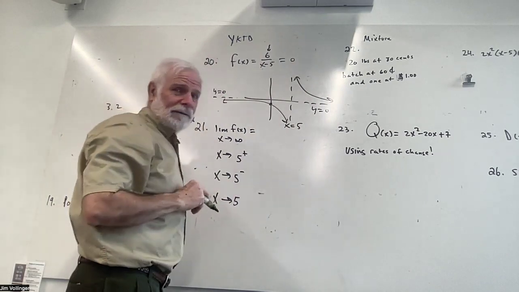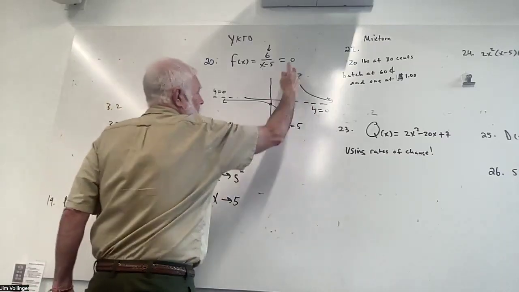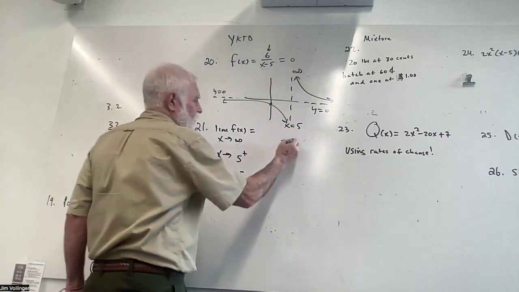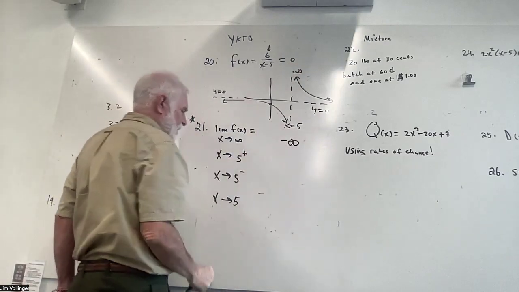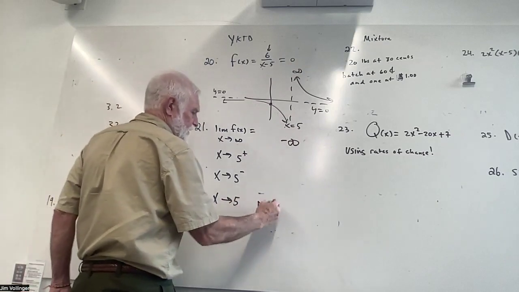Who are you going to call? Oh, I'm dating myself. 5 from the right, I'm going to positive infinity. Let's just use the graph now. 5 from the left, negative infinity. I'm just following the graph. As x goes to 5, the limit does not exist.